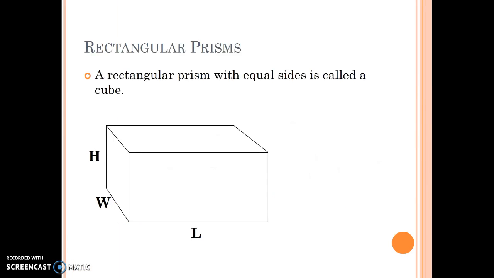You have in front of you some pictures. I'm looking at the left-hand side of your notes right now. You have a picture of a cube and a cuboid. These are also called rectangular prisms. A rectangular prism with equal sides is called a cube. It's a little bit misleading with my picture right here because that is a cuboid. So just as a reminder, a cube has all equal sides, just like that.